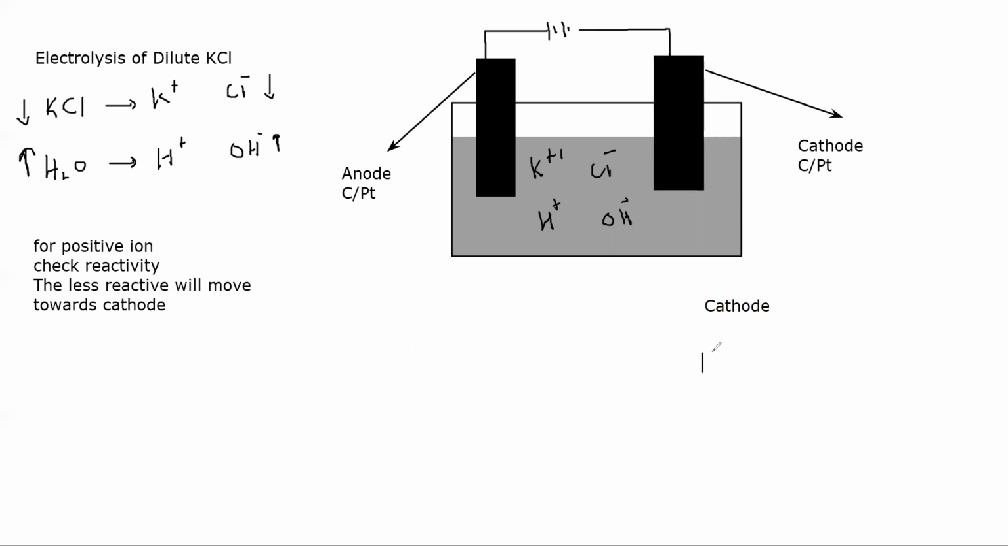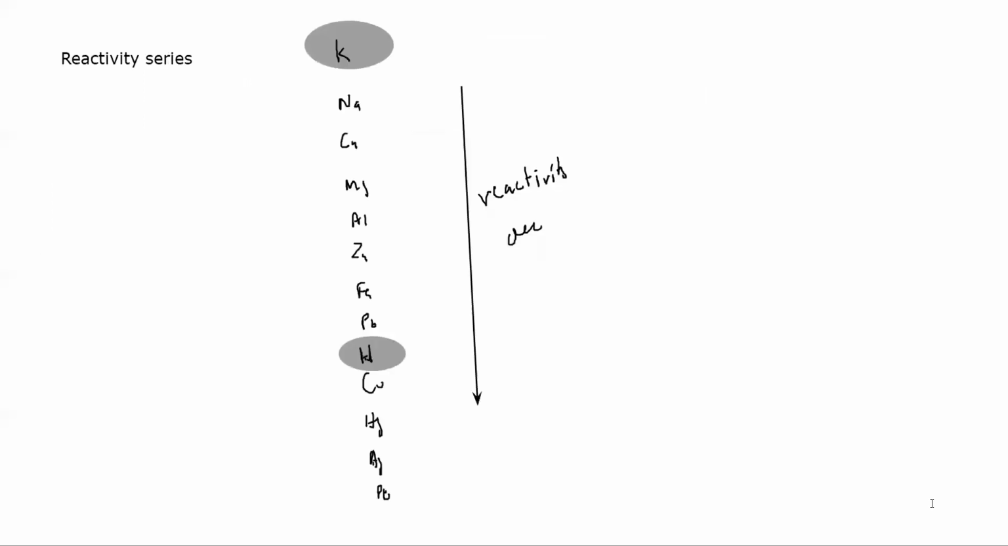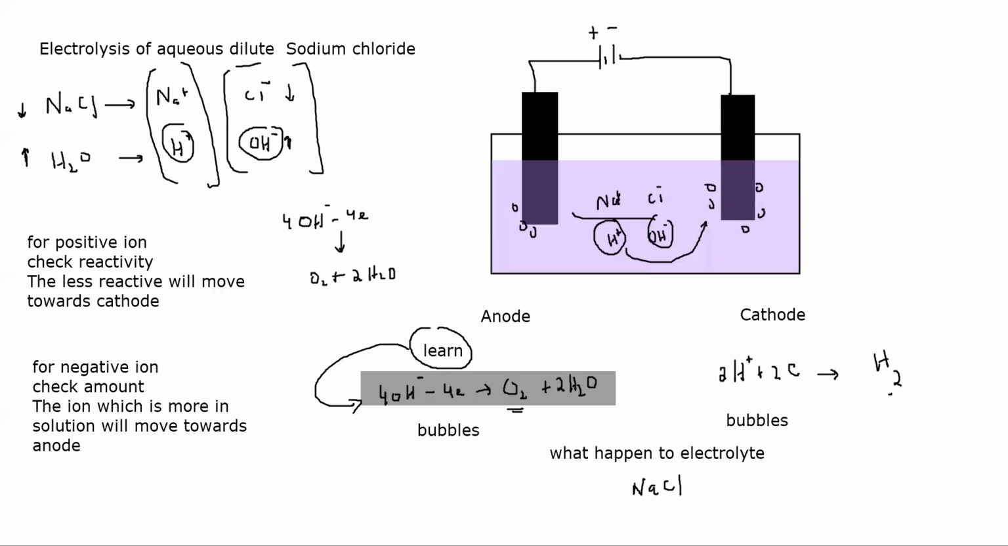For hydrogen, hydrogen is plus. It will take electron and change to hydrogen atom. But when two hydrogen ions are there, they will take two electrons and it will form hydrogen gas. Whenever a hydrogen gas is there, when a non-metal is released, what you will observe? You will observe bubbles.